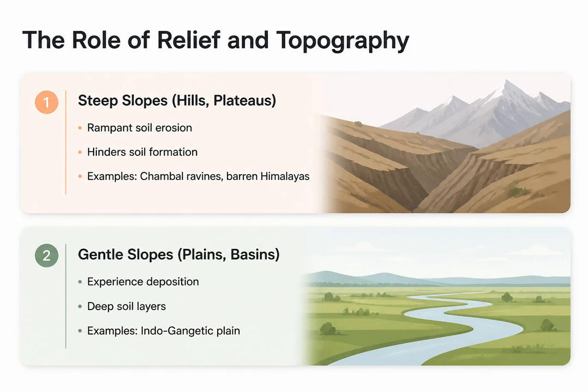Topography or relief is another massive factor. On steep slopes like hilly regions or plateau edges, soil erosion is rampant. This constant washing away of materials severely hinders soil formation, leaving barren slopes like the Chambal ravines or the higher, deforested reaches of the Himalayas. However, in areas of low relief or gentle slopes like the Indo-Gangetic Plain, materials are deposited rather than eroded, allowing deep, rich soil layers to build up over time.